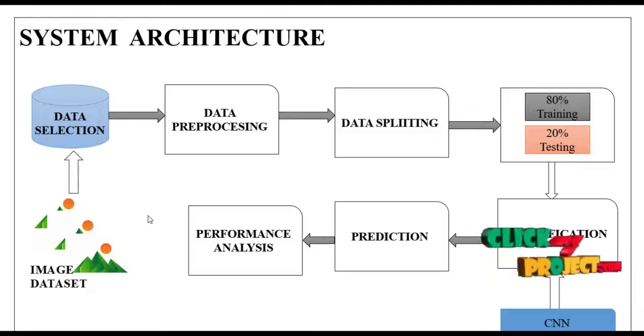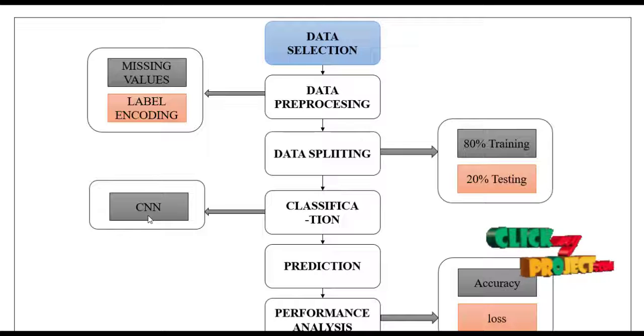Here we use the deep learning classification algorithm CNN, and then the next one is the prediction. By using the CNN algorithm, we predict each and every image of the data set. Then the performance analysis. In performance analysis, we dump the model and then import the model into the Streamlit web framework. This is a flow diagram.